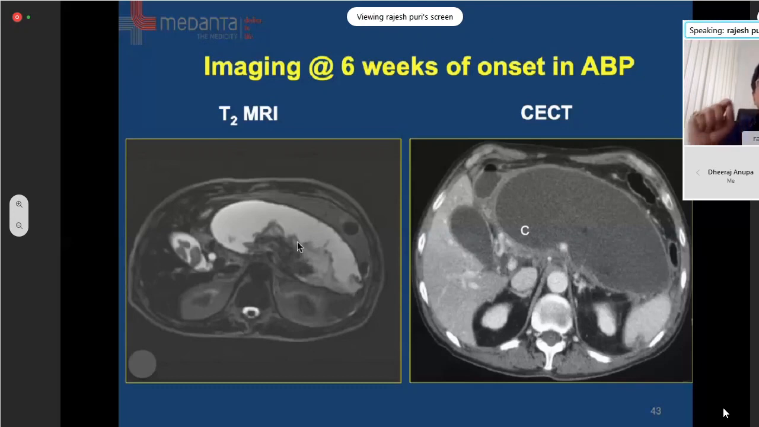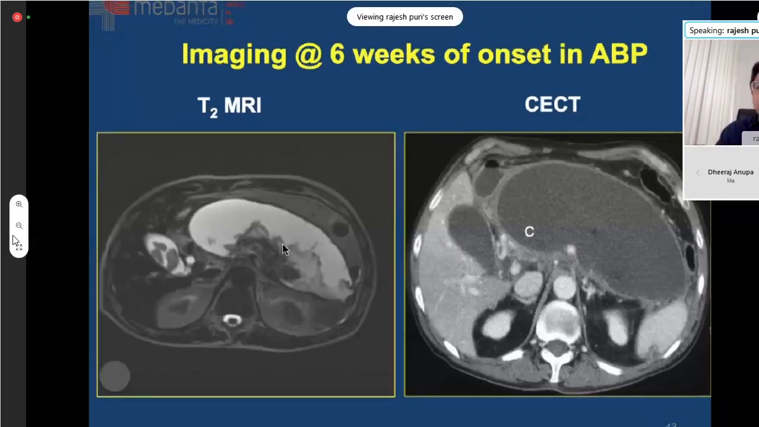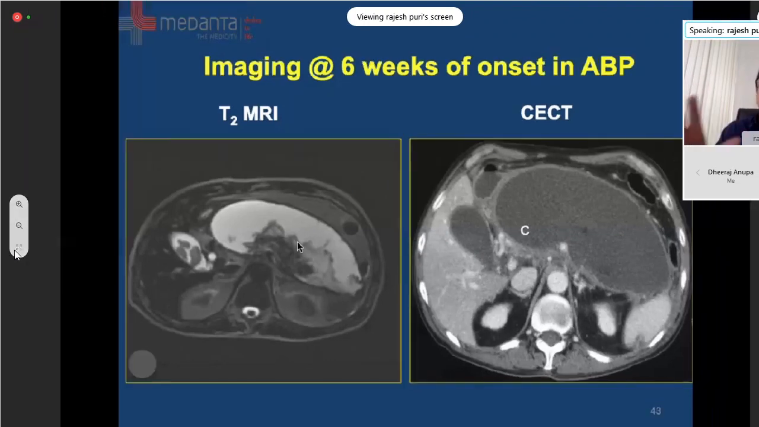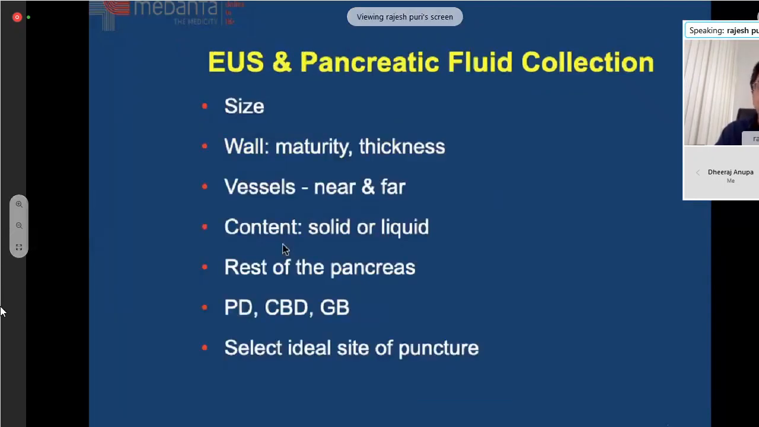If the patient has WOPN, it is important to do the MRI to know about the debris rather than the CT scan. Yes, you can do the CT scan to know about the pseudoaneurysm, but to know about walled-off pancreatic necrosis, how much debris there is, it is important to do either EUS or MRI.